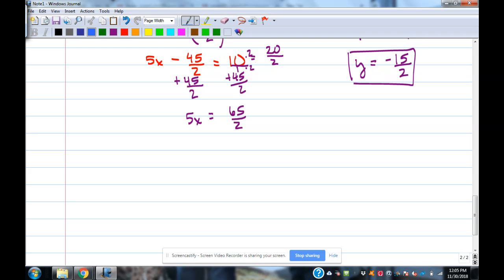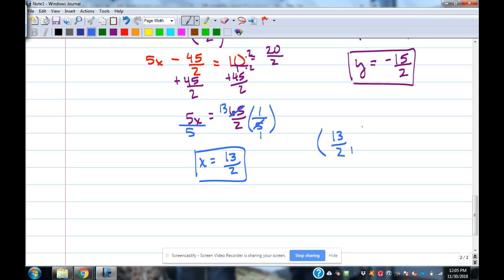Divide by 5. Mathematically, dividing by 5 is the same as multiplying by the reciprocal of that. That's going to help us because we've got a fraction over here that we have to divide into. 1, 13. So 13 over 2. Ordered pair: 13 over 2, negative 15 over 2. You got fractions for answers, and that's okay. That happens sometimes.